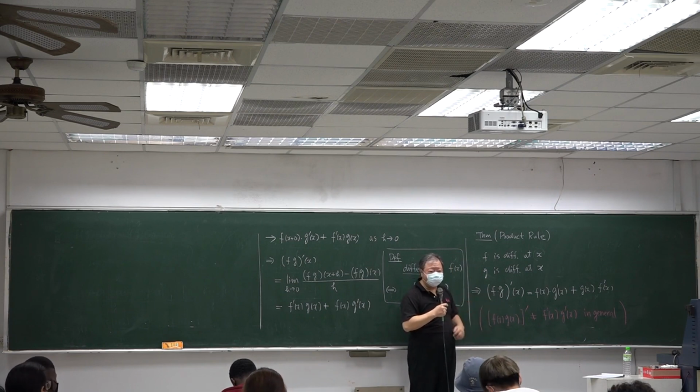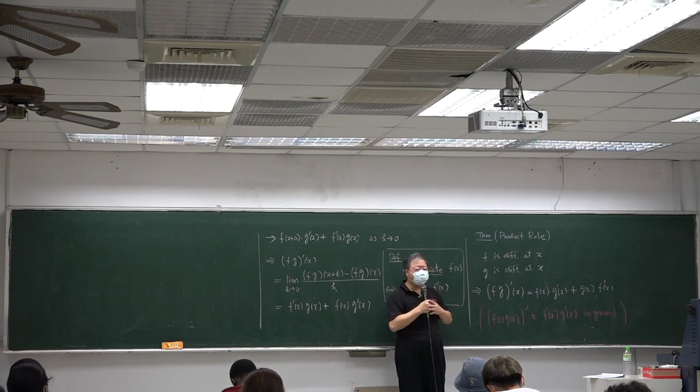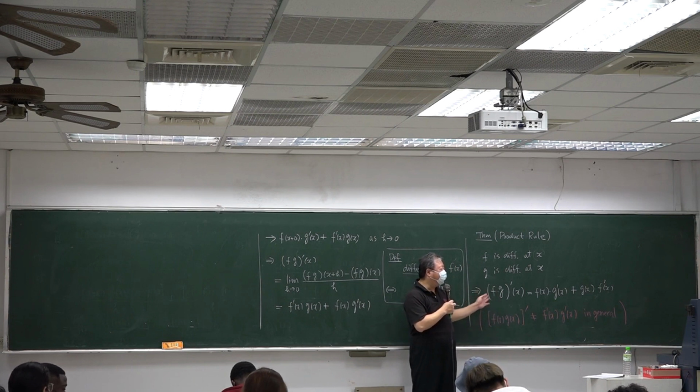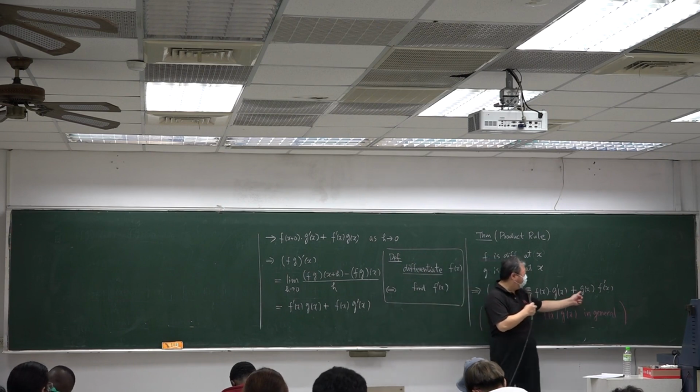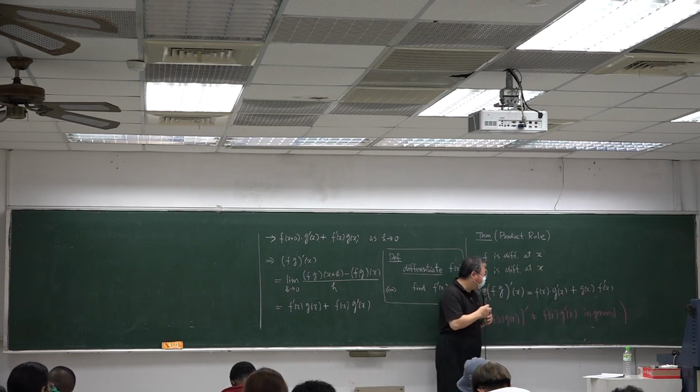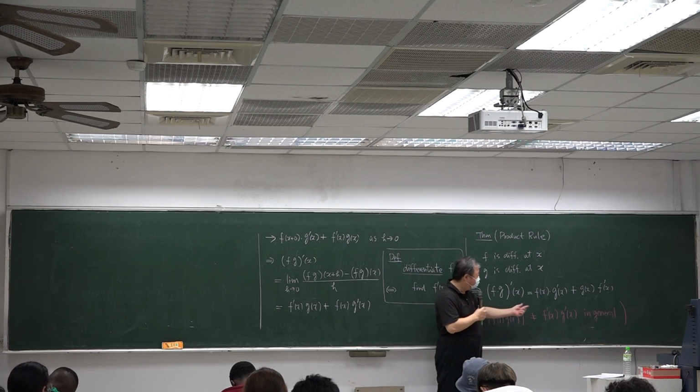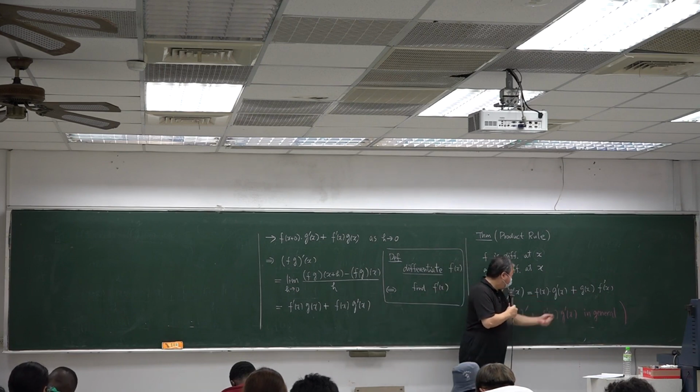Because differentiability implies continuity around x. If we focus on f, this is a multiple of g of x. How many times? The coefficient is g of x. So we have this one. If we focus on this function, then f of x will be a constant multiple, the coefficient. So we have this. Focus on g, we have this term.